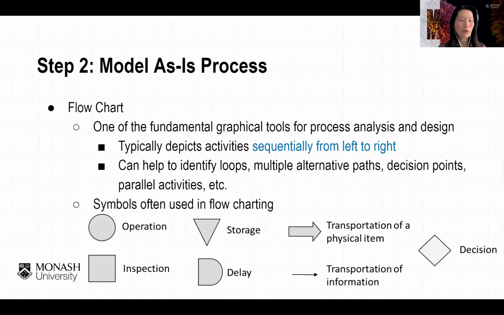And finally, which is also a very important symbol, is called decision. Quite often, the process is not just one route. It possibly has multiple routes depending on a condition. So decision is basically like some kind of decision rules. Depending on the conditions, you might route people or items differently.